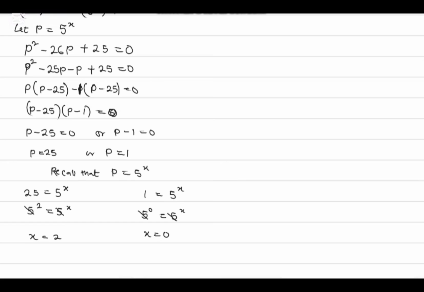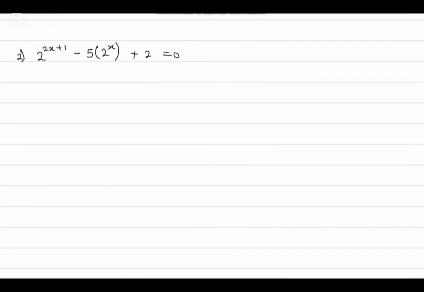Let's look at number 2 now. And so look at this question now. Same thing. I'm seeing 2 raised to power x here, and I want that to come out in the entire equation, or that to be common in the equation. So I'm simply going to say now that from the first term I have here, which is 2 raised to power 2x plus 1, I can convert that to 2 raised to power 2x multiply by 2 raised to power 1, using the first law of indices, then minus 5 into 2 raised to power x, then plus 2 equals 0.